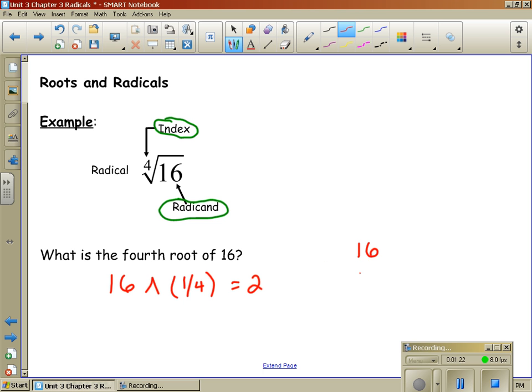So if we take 16 and we break it down into prime numbers, 16 is 2 times 2 times 2 times 2. So the fourth root of 16 is really the fourth root of 2 times 2 times 2 times 2. And again, fourth root means you're grouping it in groups of 4. There's one group of 4, so your answer is 2. So this tells us how many we need to come out of the radical, and obviously the number that we're taking the root of. Next page.